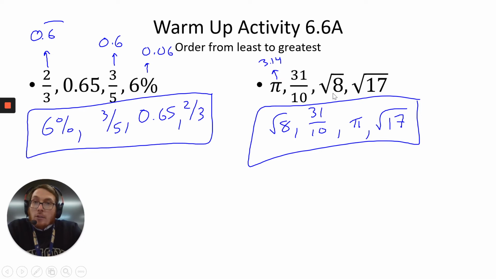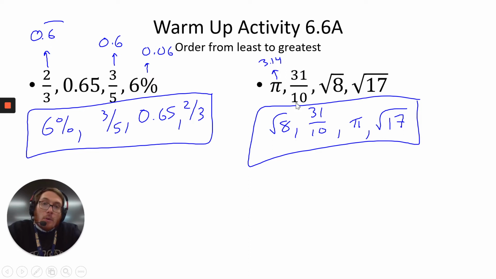Square root of 8 is irrational because it's not a perfect square that's being square rooted. So if it was the square root of 9, that would be 3. The square root of 8 is something smaller than 3 because 8 is less than 9. So I don't know what it is, but it's smaller than all the others because it's 2 point something.